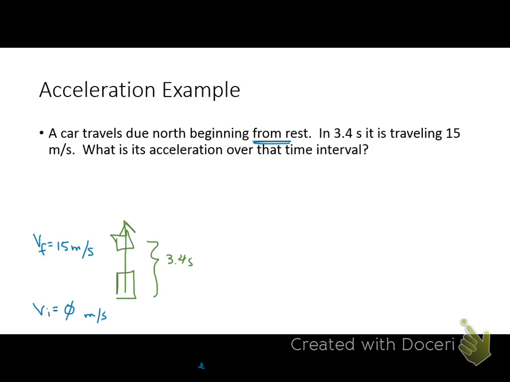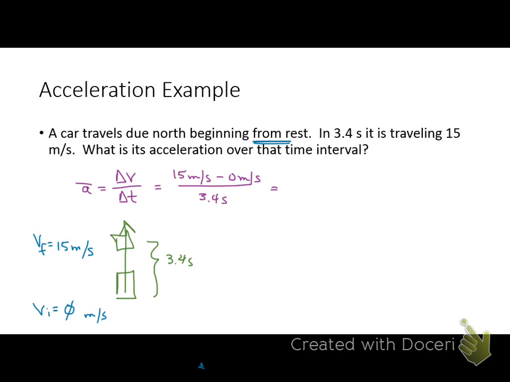So we could say average acceleration, a bar, is equal to delta v, change in velocity, divided by change in time. Delta v is final minus initial. So it looks to me like it's 15 meters per second minus 0 meters per second, divided by 3.4 seconds. Does that seem right? I'm liking it.